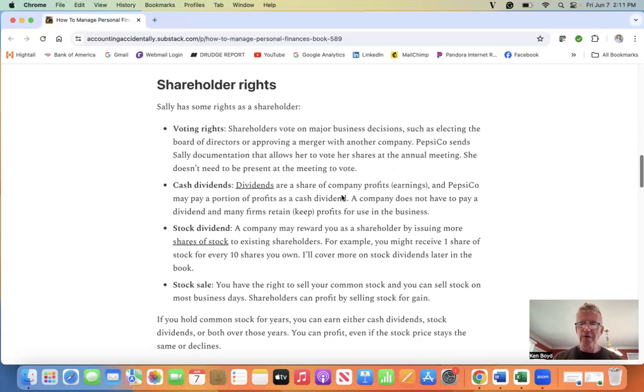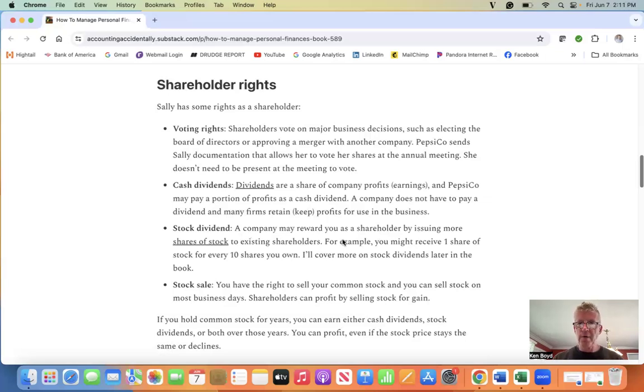Cash dividends. Dividends are a share of company profits or earnings. PepsiCo may pay a portion of profits as a cash dividend. However, the company does not have to pay a dividend, and many companies retain or keep profits in the business for use in the business to pay for expansion.